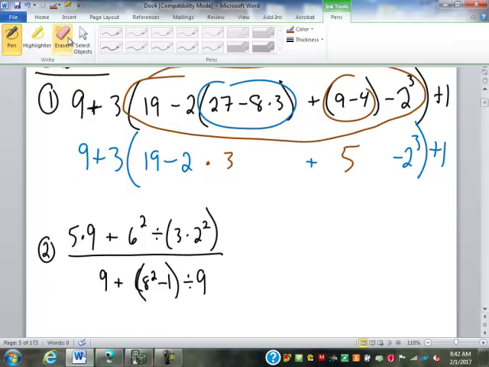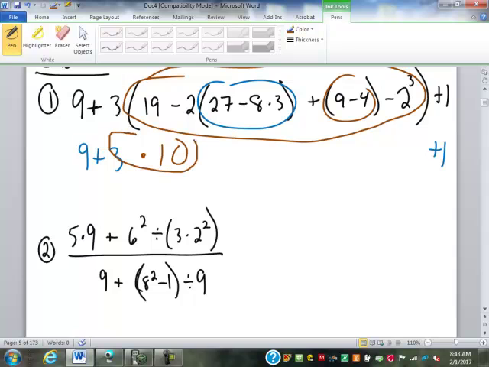So what do we have to do next? 2 to the third, which is 8. And then 2 times 3 is 6. And that's all multiplication and division, so it's addition and subtraction. 19 minus 6 is 13. 13 plus 5, 18. And minus 8 is 10. So again, I can take out the parentheses and put in multiplication.